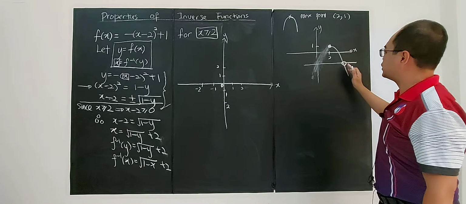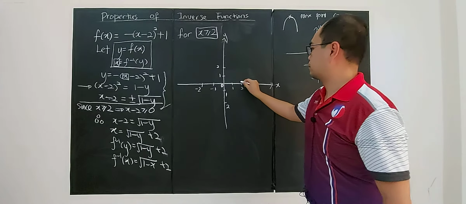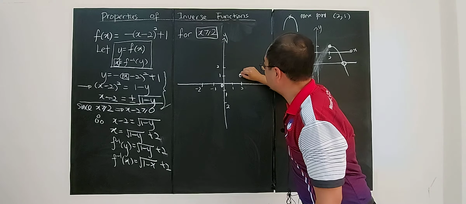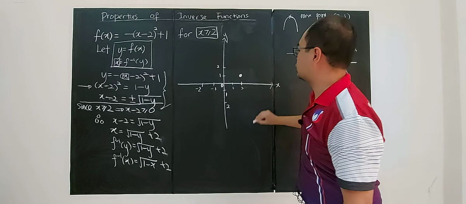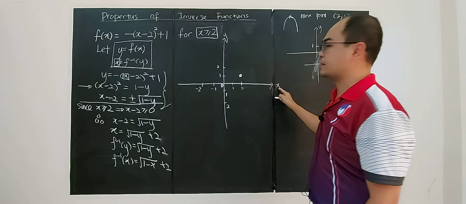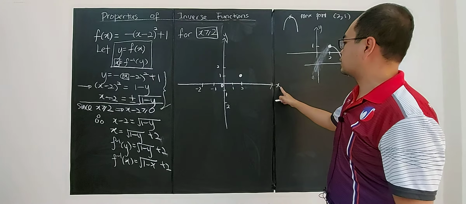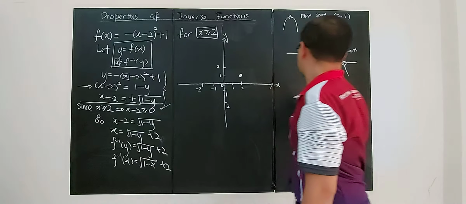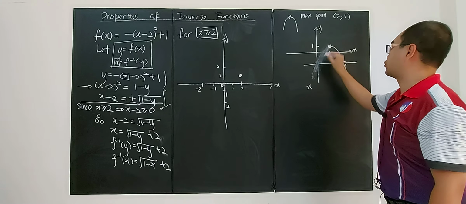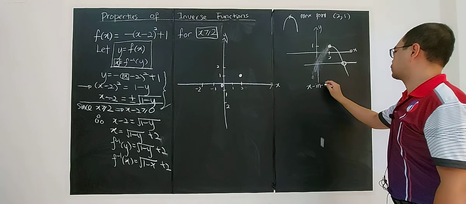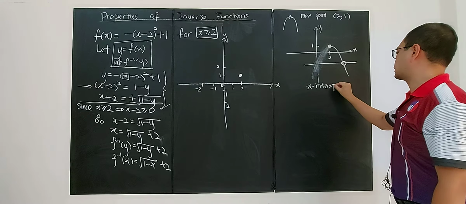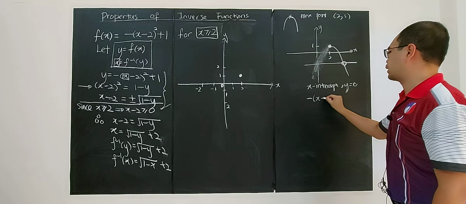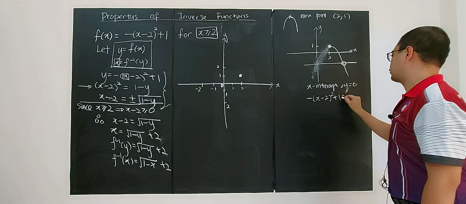Then I'm going to transfer this into the graph here. So you have (2, 1), included. It's better for me to find the x intercept here. For the x intercept, y has to be 0. So for the x intercept of this quadratic function, y has to be 0, which means negative (x minus 2) squared plus 1 has to be 0.